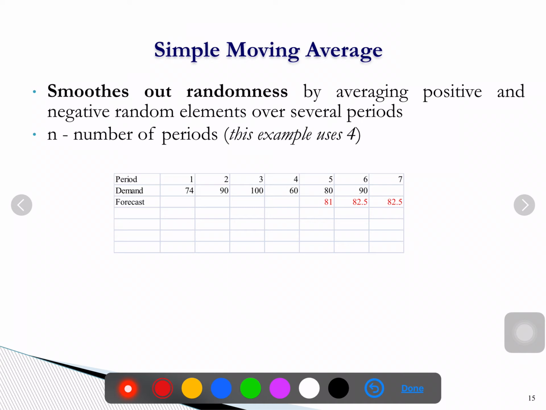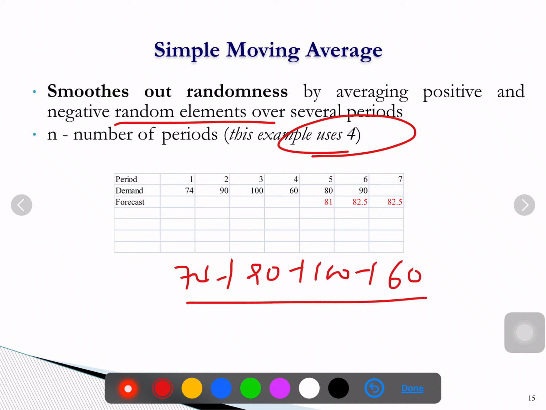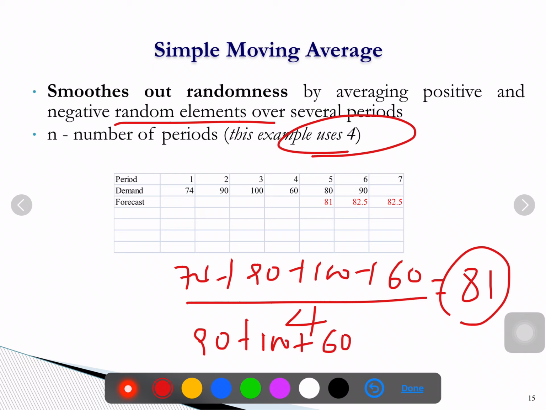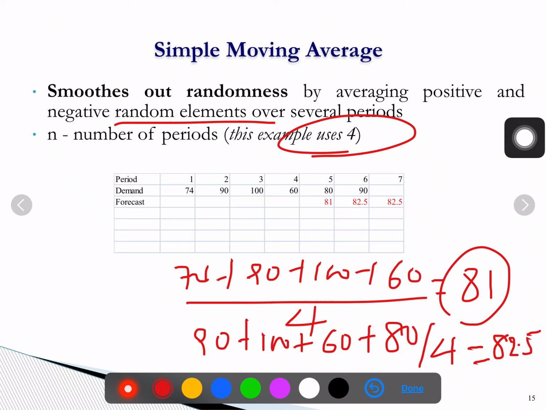We have different types of moving average. The first one is simple moving average. It smooths out randomness by averaging positive and negative random elements over several periods. In this example, if you use 4 periods, we have 74 plus 90 plus 100 plus 60 divided by 4, which is 81. For the next period, the forecast is 82.5. Basically, we call this simple moving average.